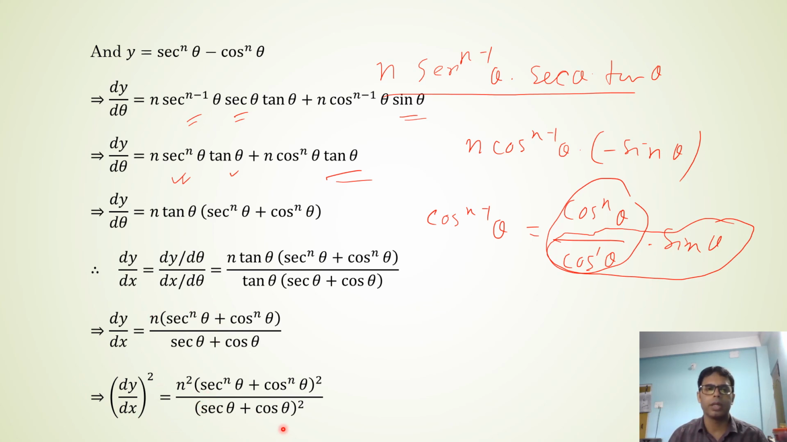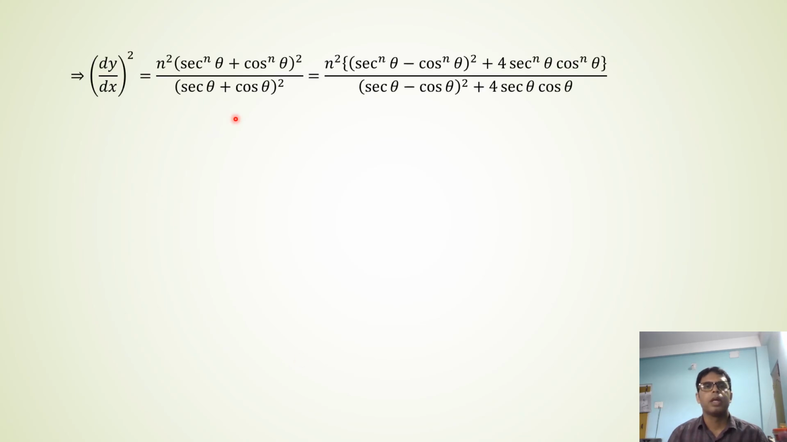Simple question. This whole square, a plus b whole square is equal to a minus b whole square plus 4ab, you can write that, and in the denominator also a minus b whole square plus 4ab. Here this a minus b, which is sec power n minus cos power n, this value was given as a2.